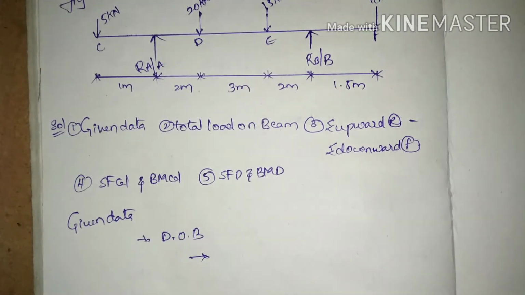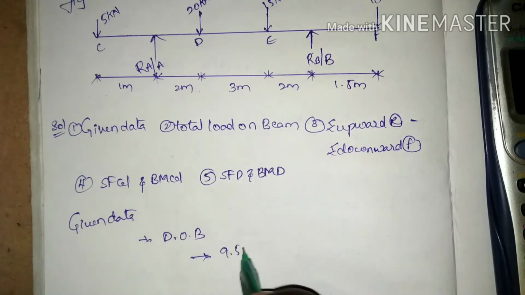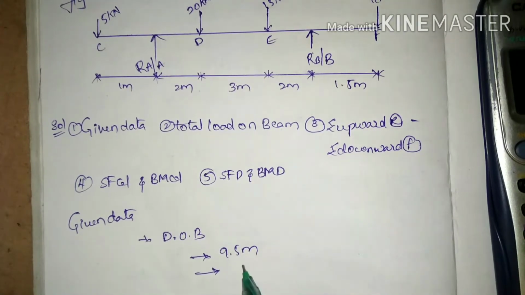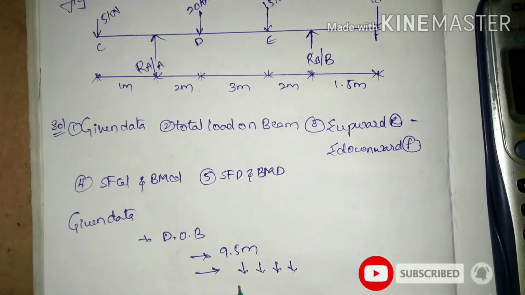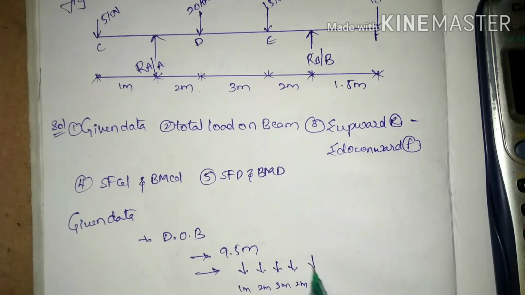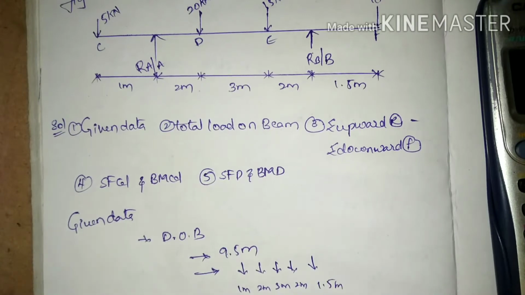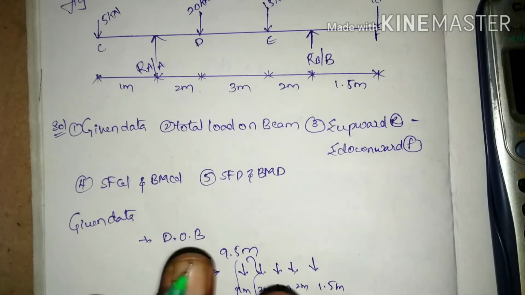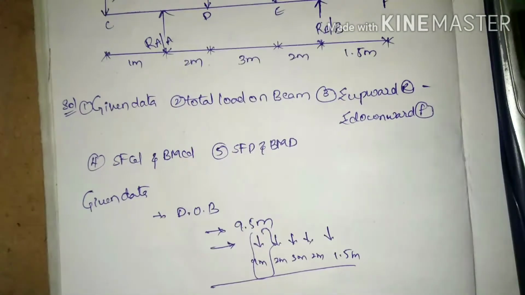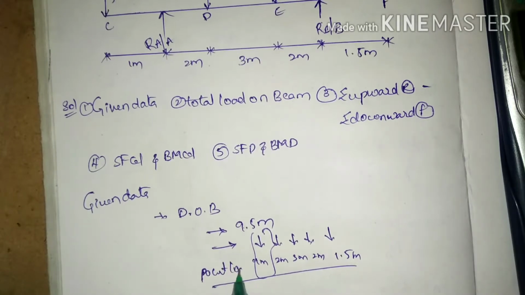The span is 9.5 meters, and point loads are acting at different distances, that is 1 meter, 2 meters, 3 meters, 2 meters and number 5, that is 1.5 meters, respectively with their distances from the left hand support. Here these are given as point loads, which can also be called concentrated loads.